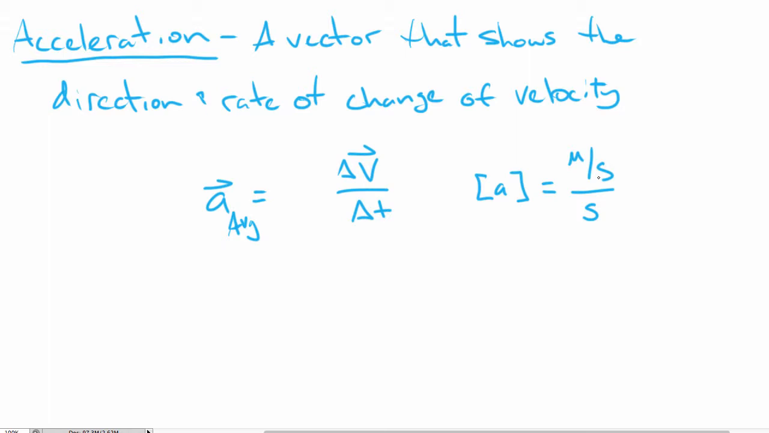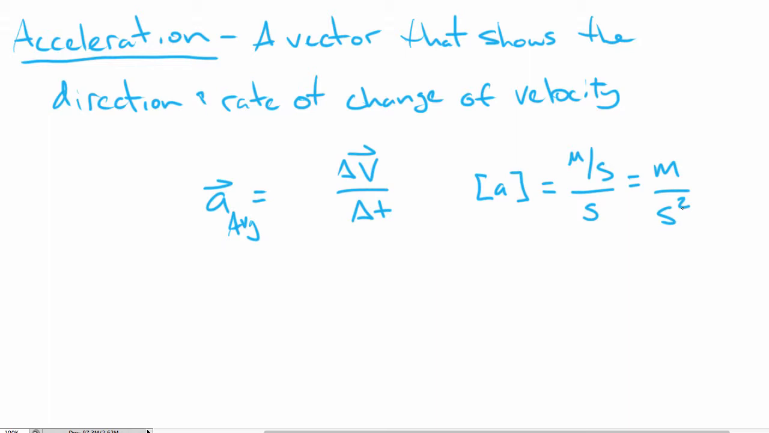So if you're accelerating at 1 meter per second per second, that means for every second that you're moving, your velocity increases by 1 meter per second. Okay, so that's how you should think about that. And that'll become maybe a little bit more clear as we do some examples. Now, meter per second per second is usually written as meter per second squared, just because it's easier to say. So that's our unit for acceleration.